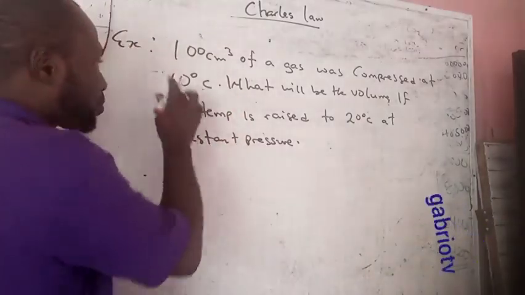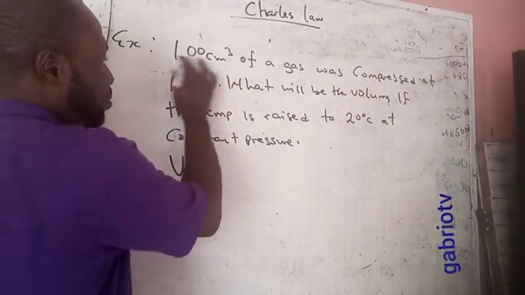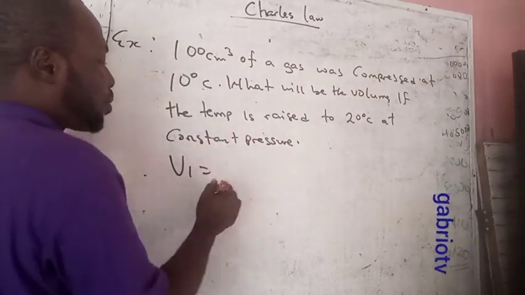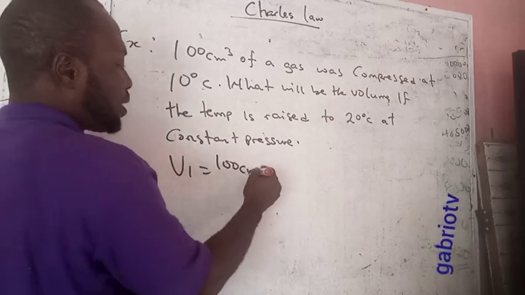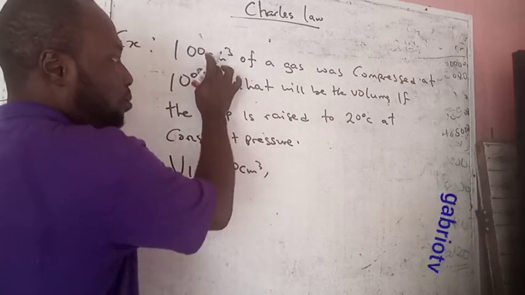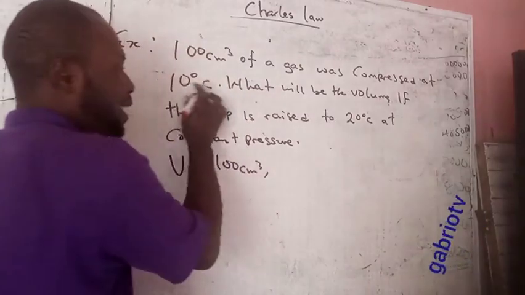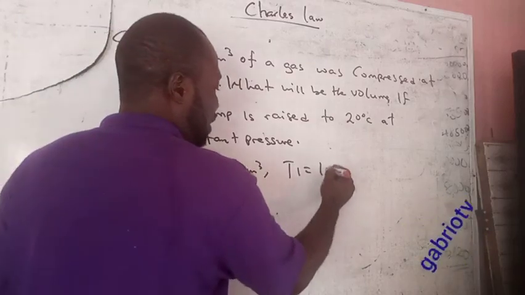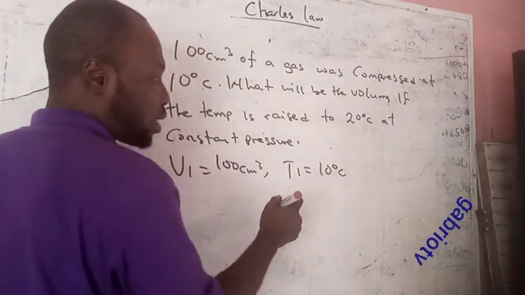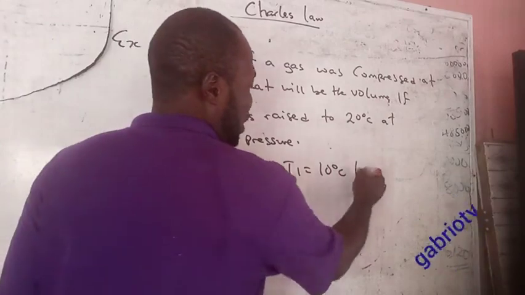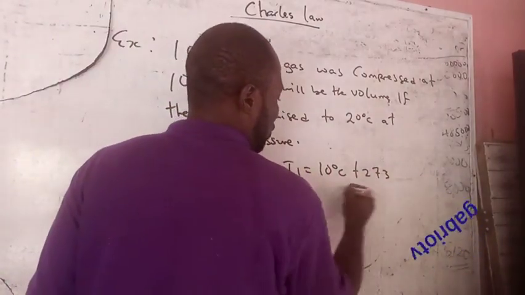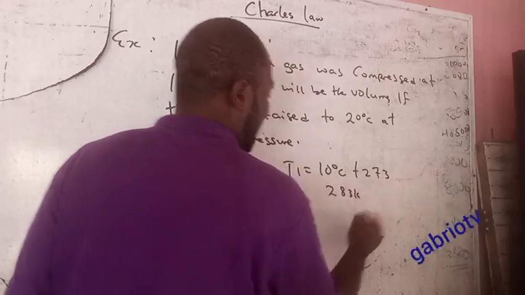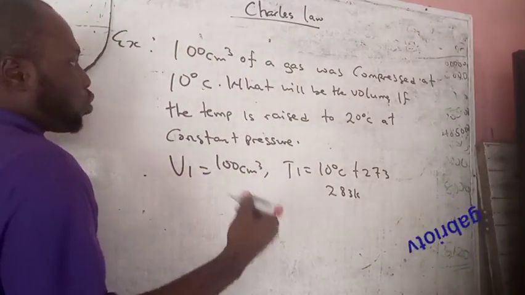For example now, V1, the first volume that was mentioned, is 100 cm cube. This is the first volume that was mentioned. Then it was compressed at 10 degrees Celsius, you understand? So T1 equals 10 degrees Celsius. Mind you, I said that this one should be converted to Kelvin, plus 273. So we have 283 K. You understand? So that's that.